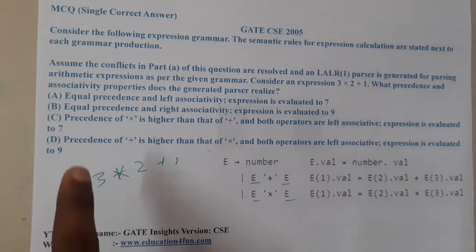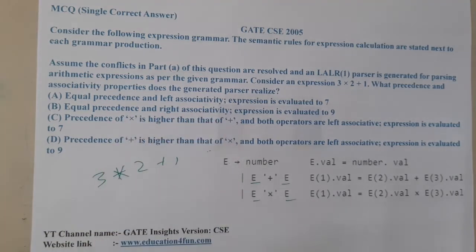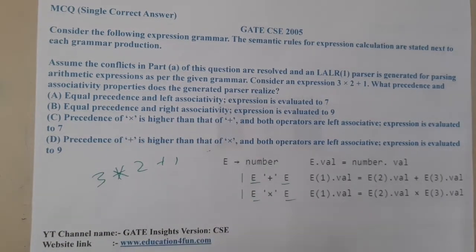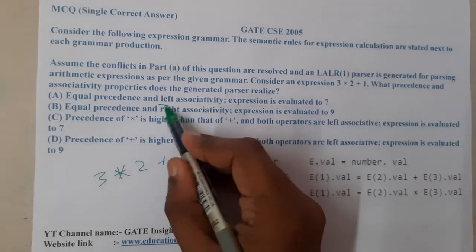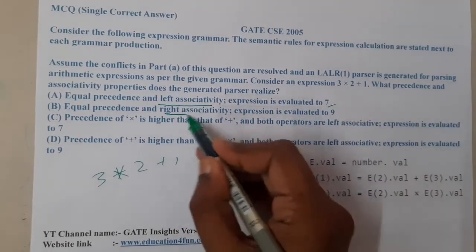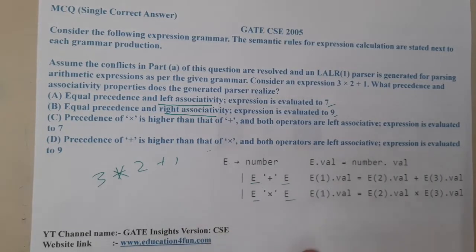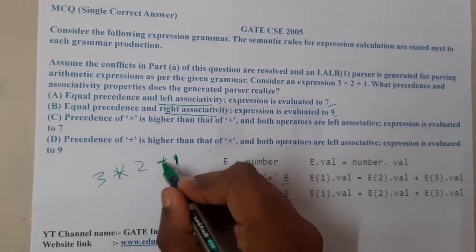Let us check. Option A says equal precedence and left associativity, and the expression is evaluated to Z. So here they are saying if we apply left associativity, we get 7. If we apply right associativity, we get 9. So let us think and try both the methods, guys.